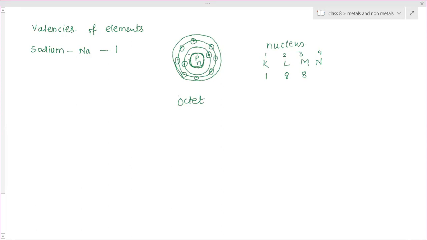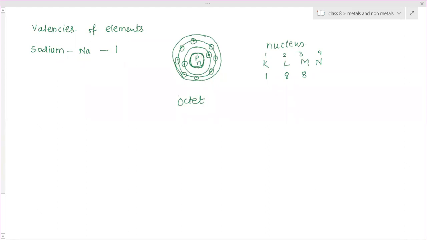When the K shell is completely filled with 2 electrons, then only will electrons be present in the second shell. The second shell's capacity is 8 electrons. When these 8 electrons are completely filled, then only will the electrons move into the third shell. The accommodation of electrons in the third shell will be 8, and only after that will it go further. Now here the L shell has 8 electrons, so this atom is stable.